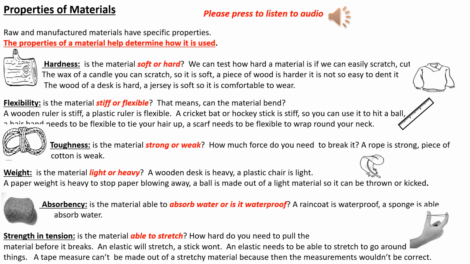Absorbency means, is the material able to absorb water or is it waterproof? A raincoat is waterproof. A sponge is able to absorb water. If your raincoat was made out of sponge, you wouldn't stay dry at all. And if your sponge in the bath was made out of waterproof material, it wouldn't make nice soap suds to wash you properly.